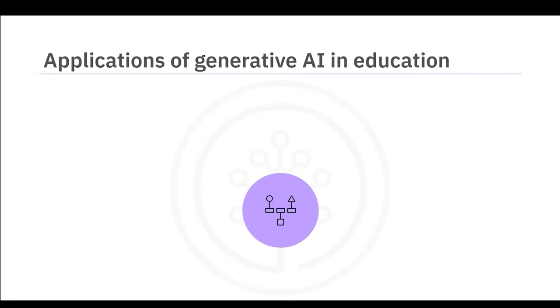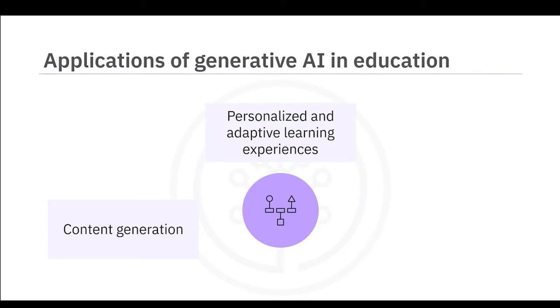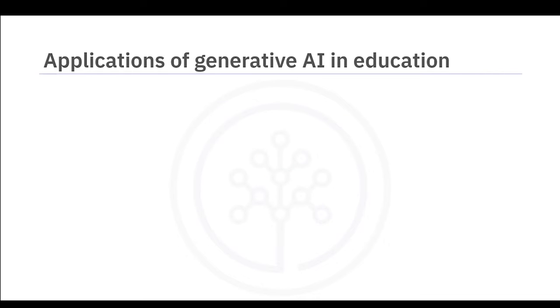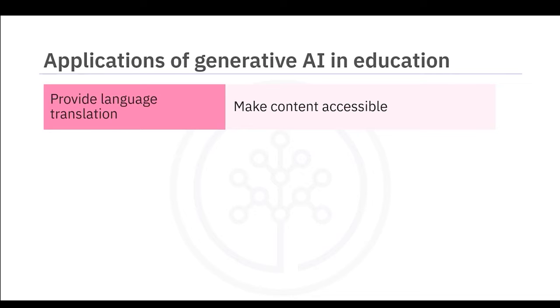Another next big area of impact of generative AI is education. From content generation to personalized and adaptive learning experiences and simulated experiential learning, the impact of generative AI is huge. With their language capabilities, they can provide language translations, making content accessible in different languages.